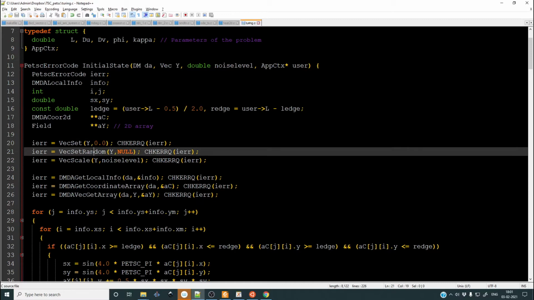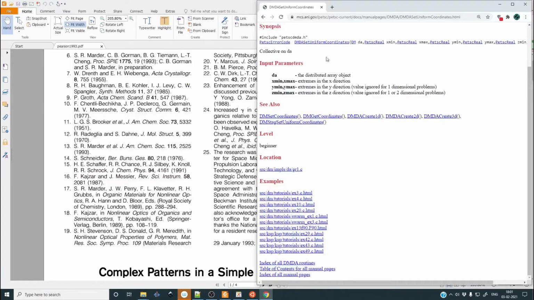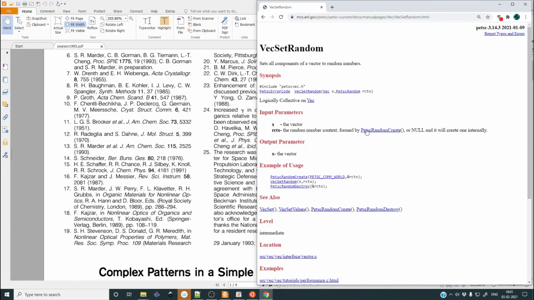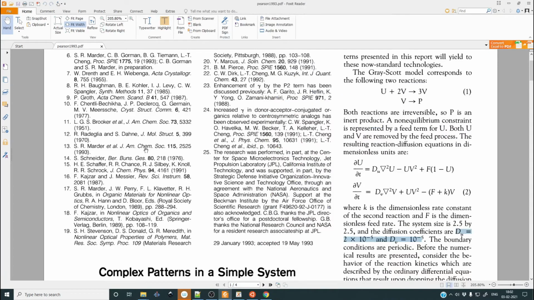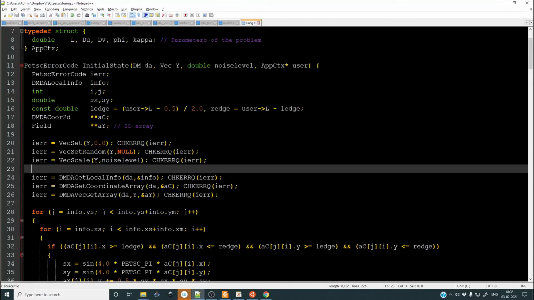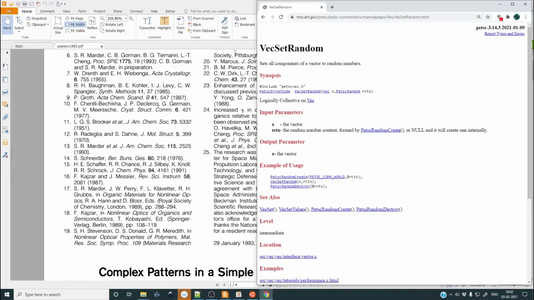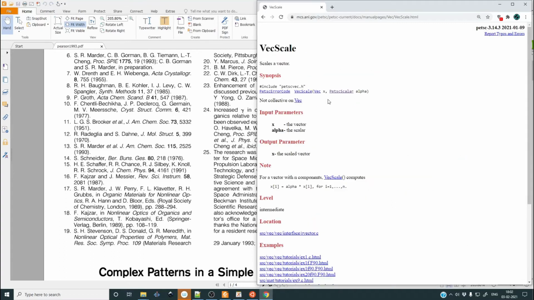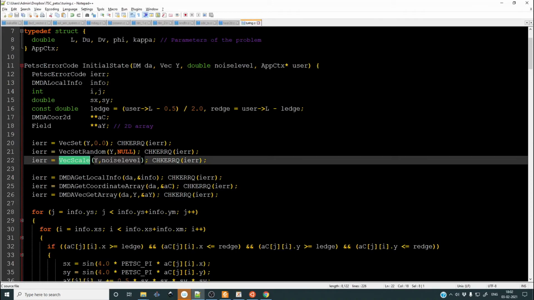That is, you first set the random value. So let me show that function reference. It sets all the components of a vector to random values. After that you scale them to the appropriate noise level. VecScale will scale whatever the random values are. It will try to linearly scale it between 0 and the scale. In this case, we can make it 1, or you can make it even smaller. That is governed by the scalar noise level.